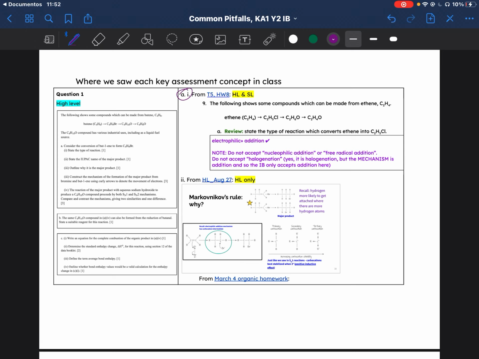Everyone's first question was to name a mechanism for this reaction. Yes, this is an example of halogenation, but as we've seen a couple times, including T5 homework 8, number 9, the IB only accepts the general category, addition. Addition would apply to hydration, hydrogenation, halogenation, all of those different reactions we learned where you can add things across a double bond. The type of reaction for all of those cases is addition. And we've seen that in several different homeworks, most recently T5 homework 8.